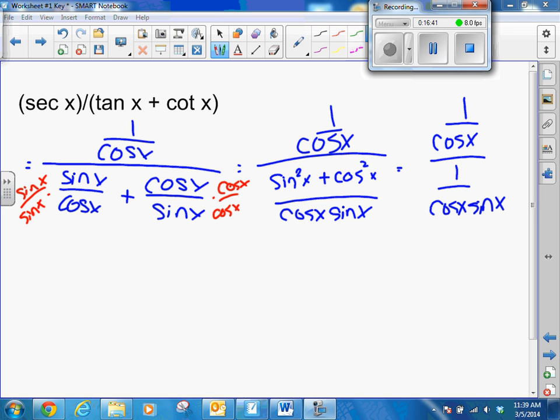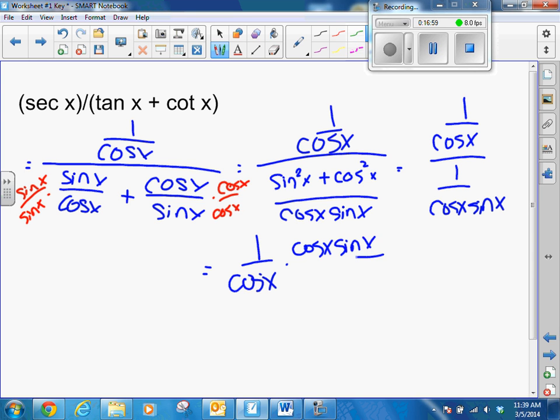Now we have a fraction divided by a fraction. Three words: copy, change, flip. So I copy down the numerator. I change it to multiplication. Now what am I actually going to multiply by? Yep, cosine x times sine of x over 1. So then I multiply straight across, and I can divide out what? I can divide out cosine, leaving me just with sine.